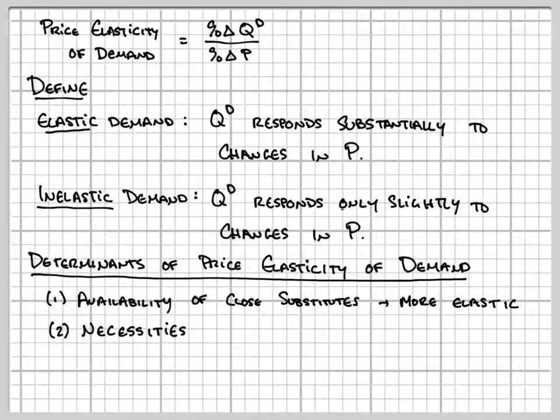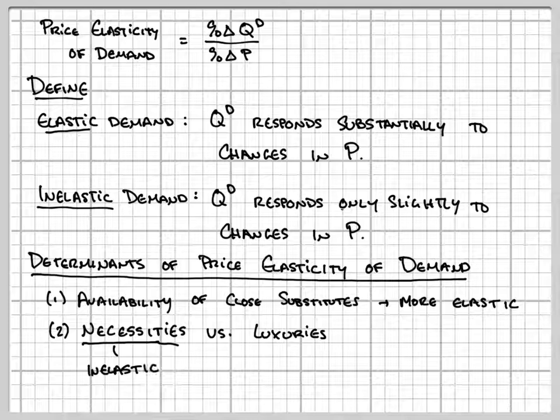Necessities versus luxuries. Goods that people believe are necessary tend to have inelastic demand, whatever the price level is. People are going to buy the good because they need it. So it's not very responsive to changes in price. Luxuries, goods that people believe are non-necessary, things that are just nice to have, are going to be much more responsive to changes in price.